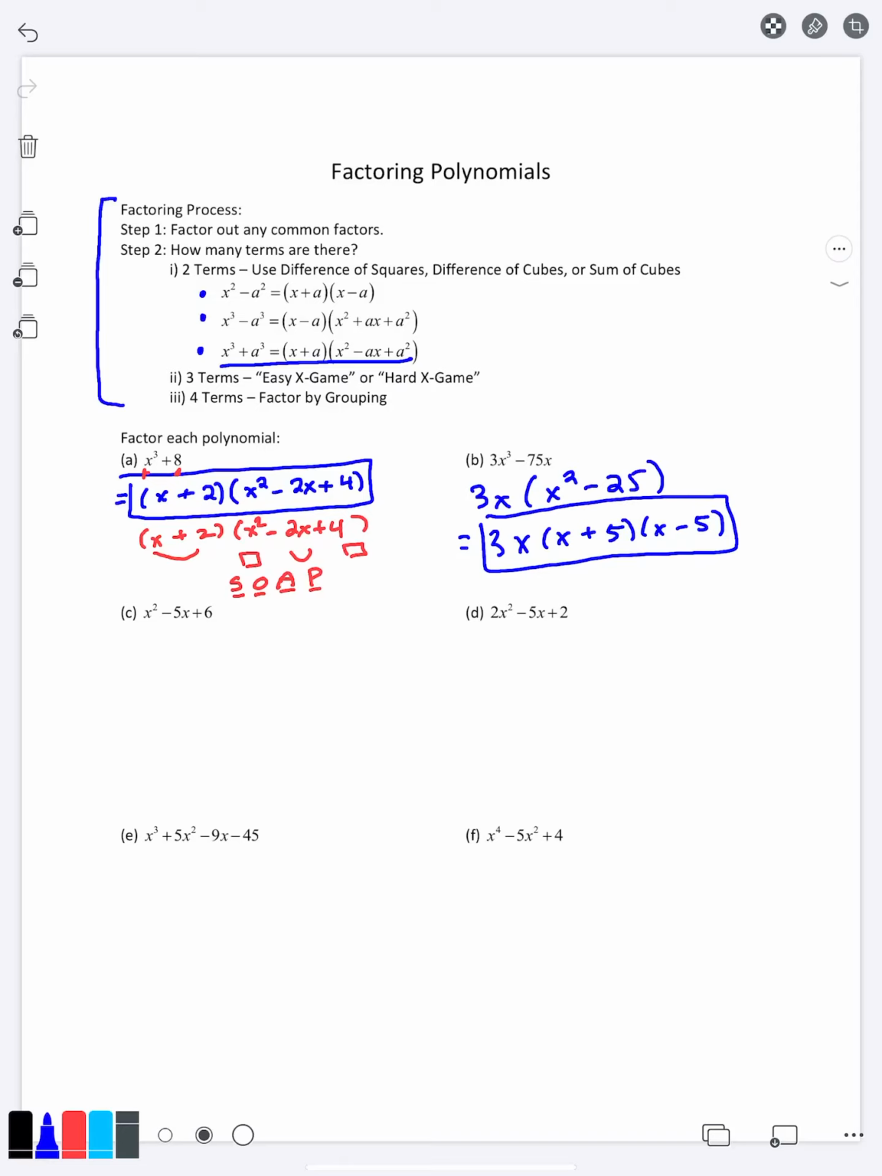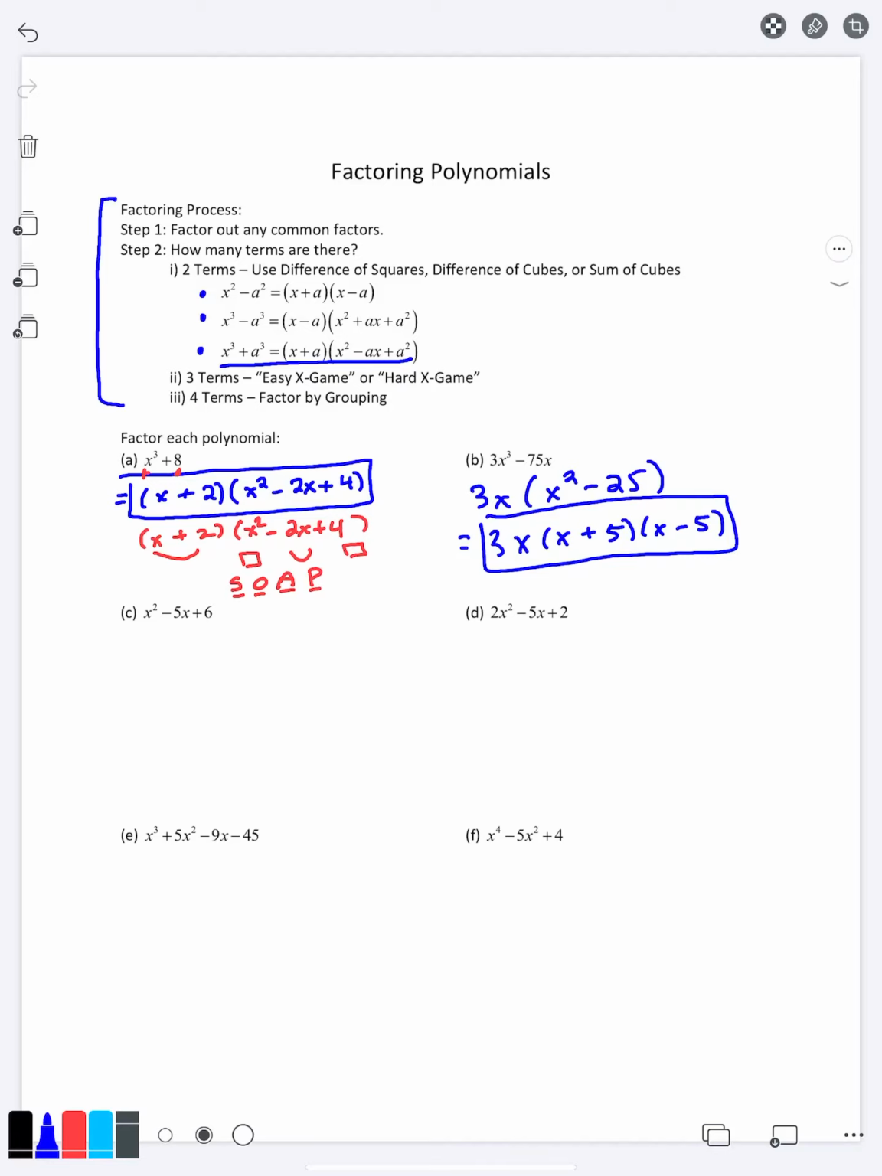Now, I will say some people like writing the x minus 5 first and the x plus 5 second, and it absolutely does not matter. We're multiplying things together, and when you multiply them, it doesn't matter which order you write them down in, so therefore it's fine. So it's up to you. As long as you get the right factors here, we're good to go.